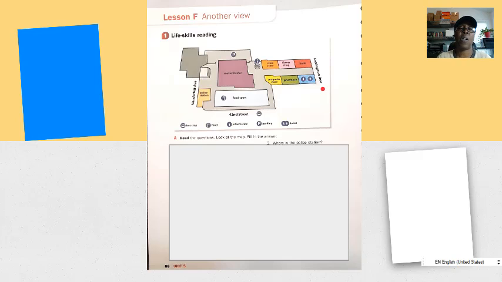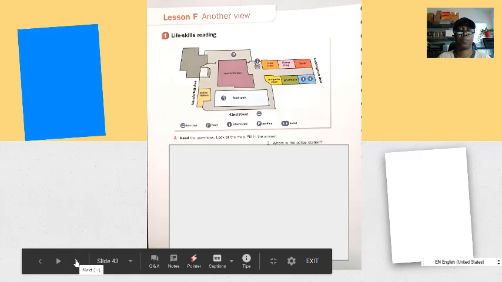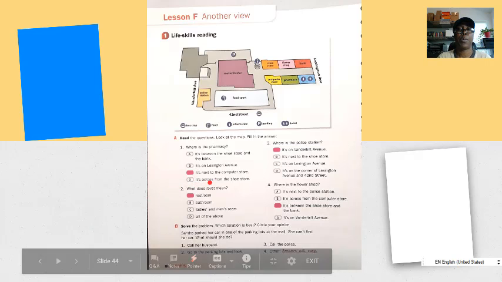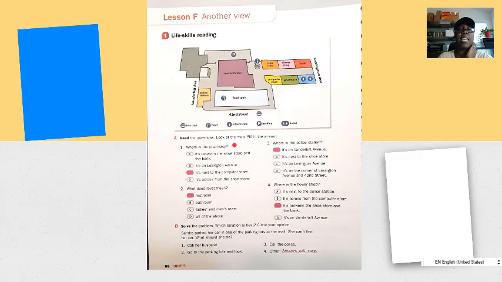Okay, so these are all the different streets. And so what we're going to do is talk about this mall and answer some questions. The first question is, where is the pharmacy? Remember, we can also shorten this by saying, where's the pharmacy? The pharmacy is right here. And then we can see our answer. It's next to the computer store. So here's the pharmacy. It's next to the computer store.